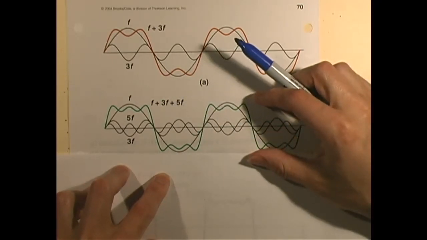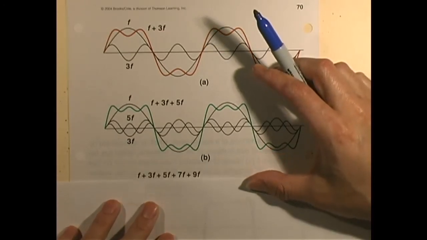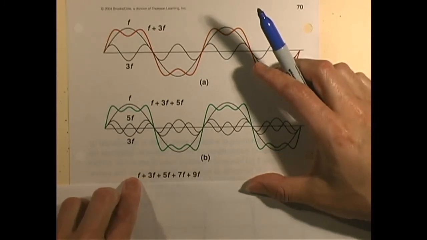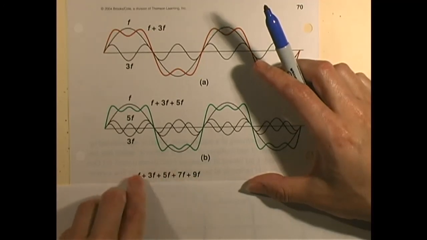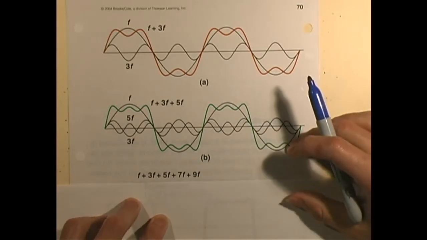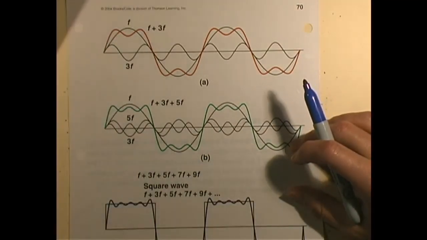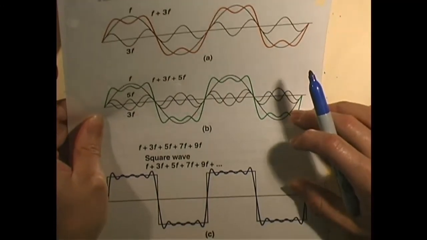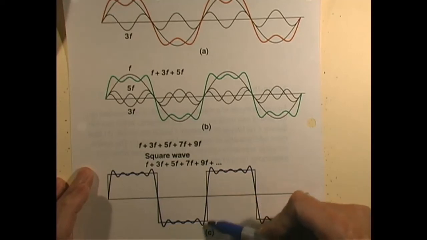Guess what happens if I continue this trend? This time, I'm going to add even more: f, then 3f, 5f, 7f, and 9f. I add 1, 2, 3, 4, 5 Fourier components. I add them all up. Here is what I get. Look at this resultant blue curve.